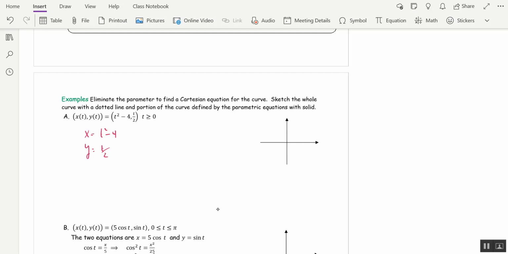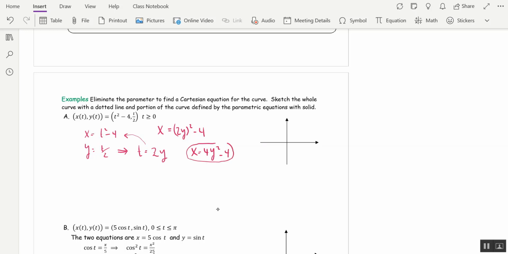I can solve either equation for t. I'm going to pick the easier one. I'm going to pick y equals t over 2 and solve for t. So that gives me t equals 2y. Now what I do is plug that into the other equation. So now that top equation reads x equals t squared, which is (2y) squared, because t is 2y, minus 4. So indeed, I'm getting x equals 4y squared minus 4.